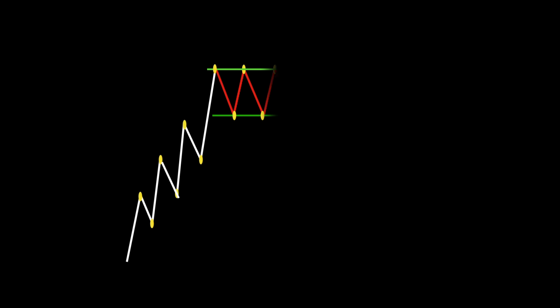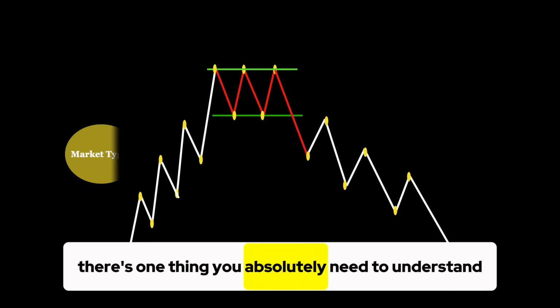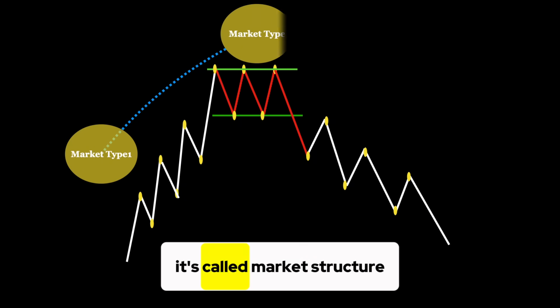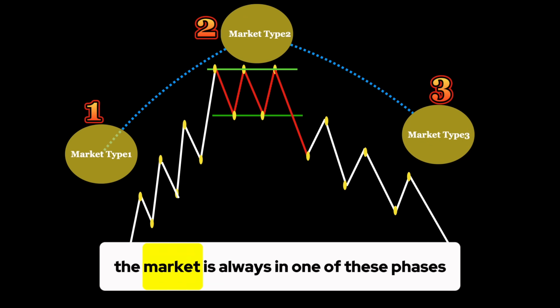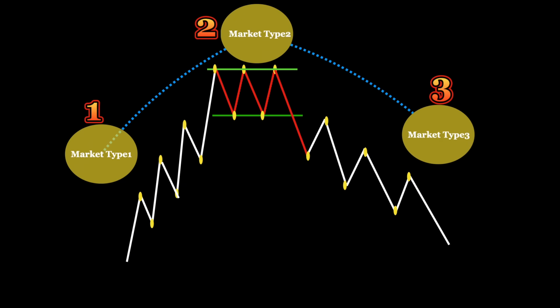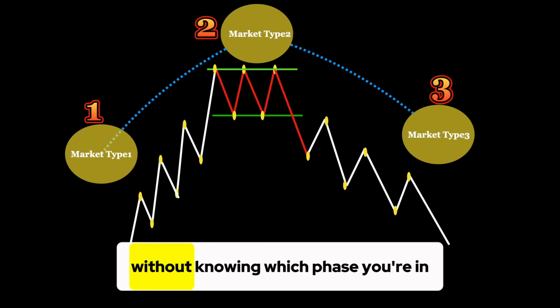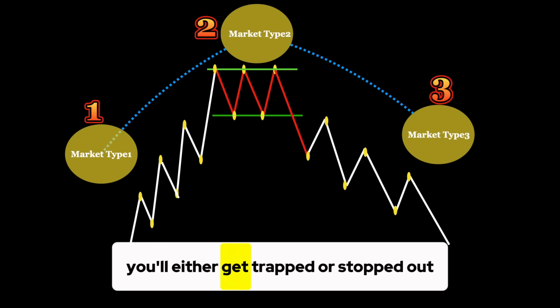Before we dive into how to use the compression candle, there's one thing you absolutely need to understand. It's called market structure, and there are only 3 types that the market moves in. No matter what asset you trade, the market is always in one of these phases. If you try to use the compression candle without knowing which phase you're in, you'll either get trapped or stopped out. So let's break it down.